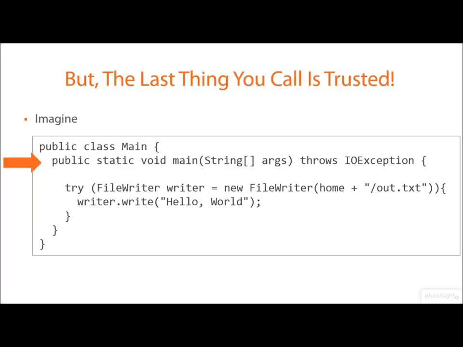So imagine we have this application, a very simple application. It has a main method. That's the starting point for the application. Inside here, we create a file writer, and from here we call writer.write. So the code loads with main, and then somewhere down here, we call writer.write.